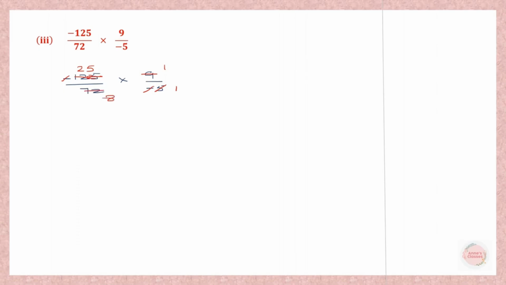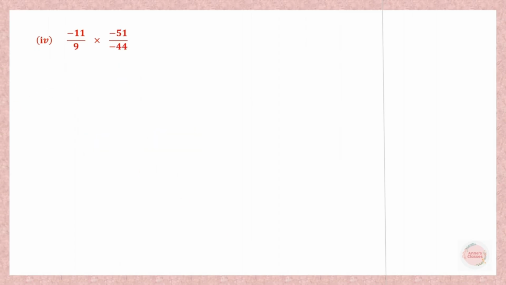Now multiply the numerators. So when we multiply the numerators, we have 25 into 1, which is 25. And denominators, 8 ones are 8. 25 by 8, we can convert it to a mixed number. Say the tables of 8 and get a number close to 25. 8 threes are 24. And what is left? 1 to make it 25, and by 8. So 3 1 by 8 is our answer here.